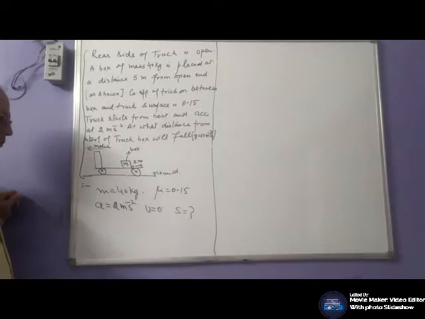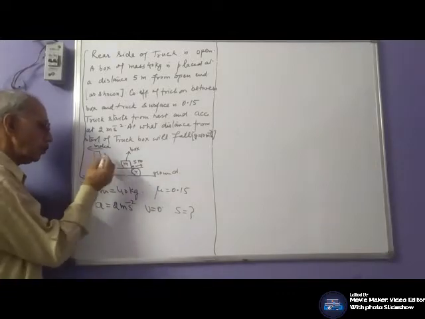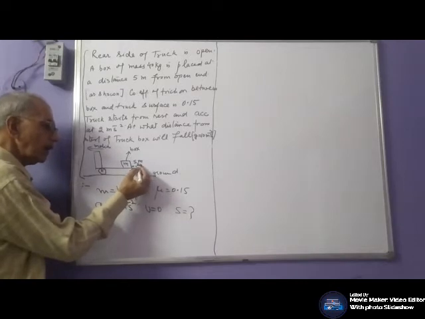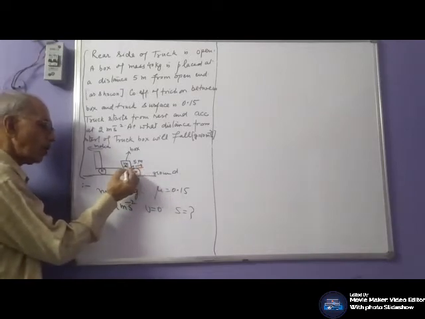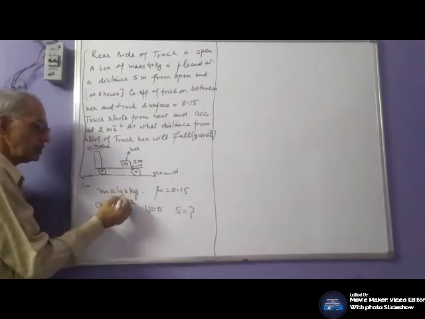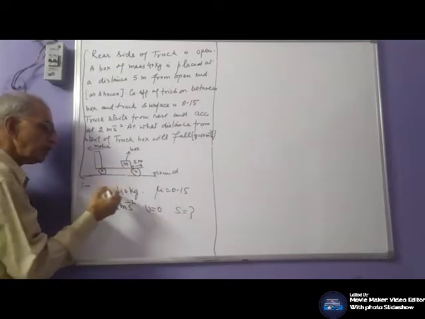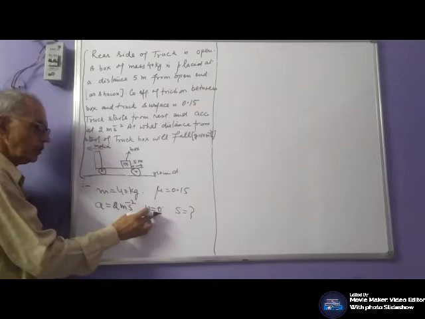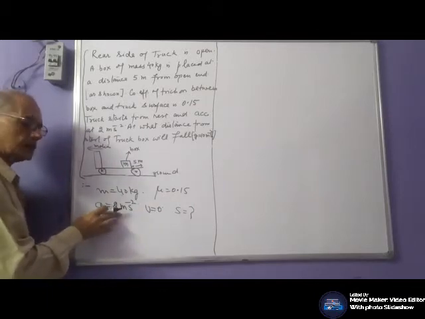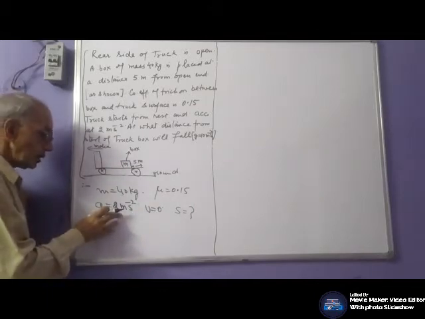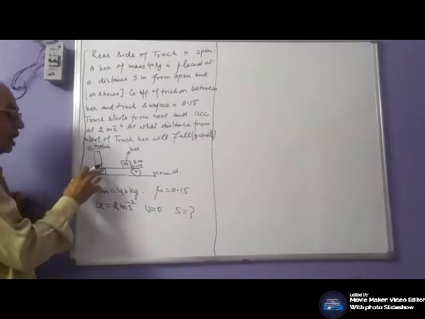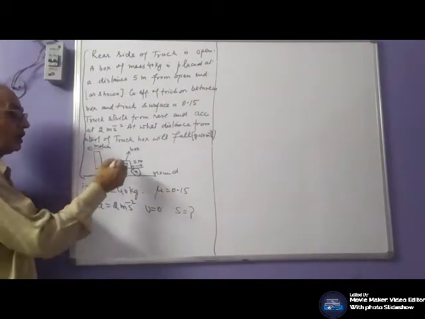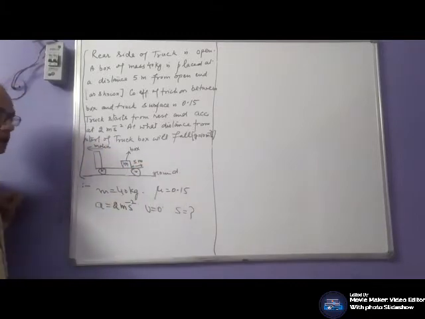Again, truck moving in this direction, rear side is open. At 5 meter there is a box, mass 40 kg. It is placed. The truck starts from rest and accelerates at this. At what distance from start of truck? Truck कितना distance travel करेगा when box will fall?